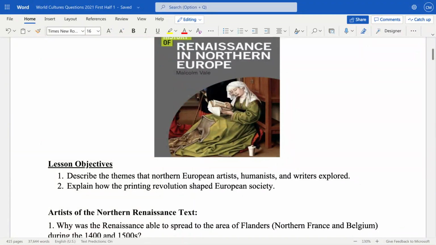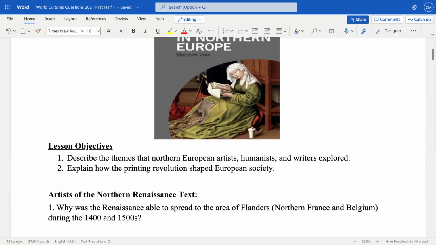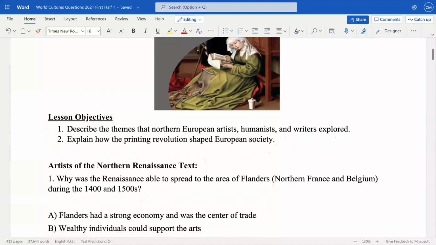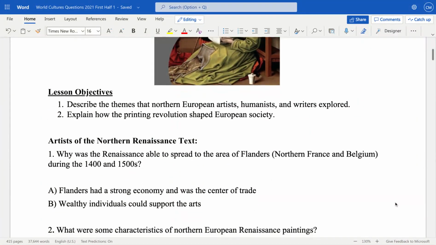All right, so number one, why was the Renaissance able to spread to areas of Flanders, in northern France and Belgium during the 1400s and 1500s? Flanders had a very strong economy, was the center of trade. They had wealthy individuals there who could support the arts. Keep in mind, each time we go through a question, you're reading the question, thinking about the response even before I take you through.